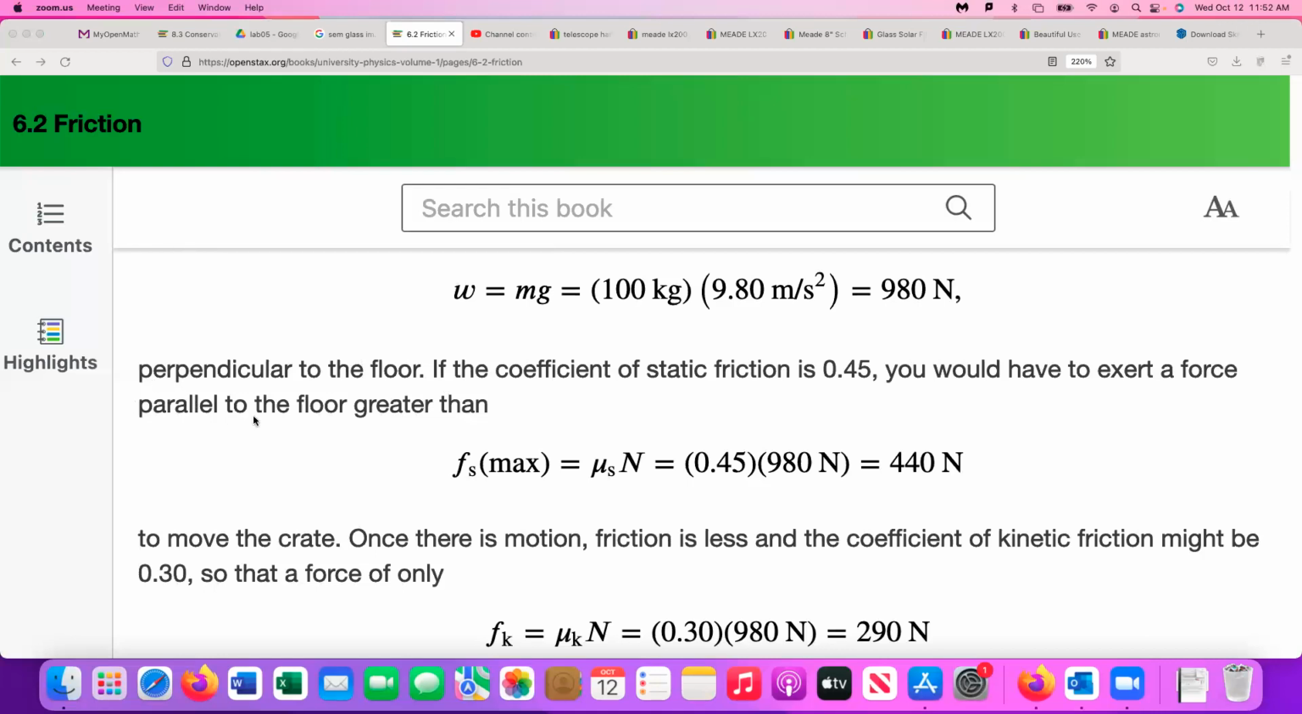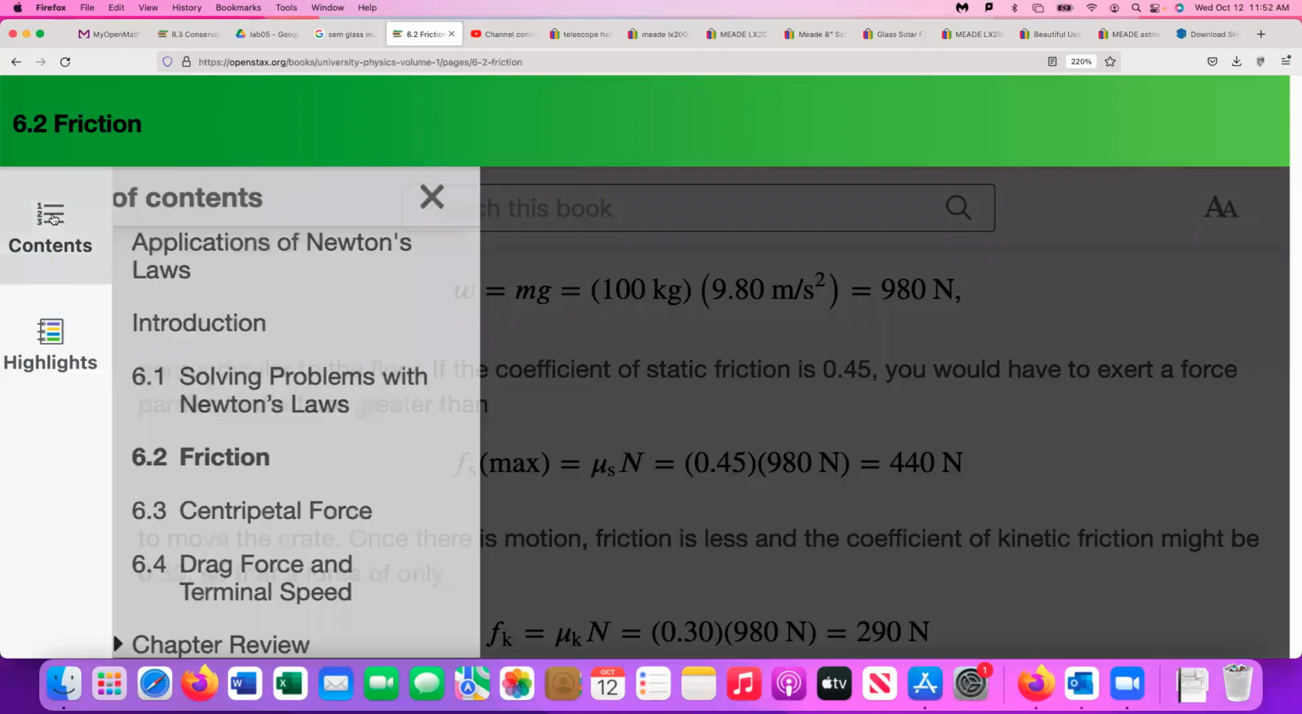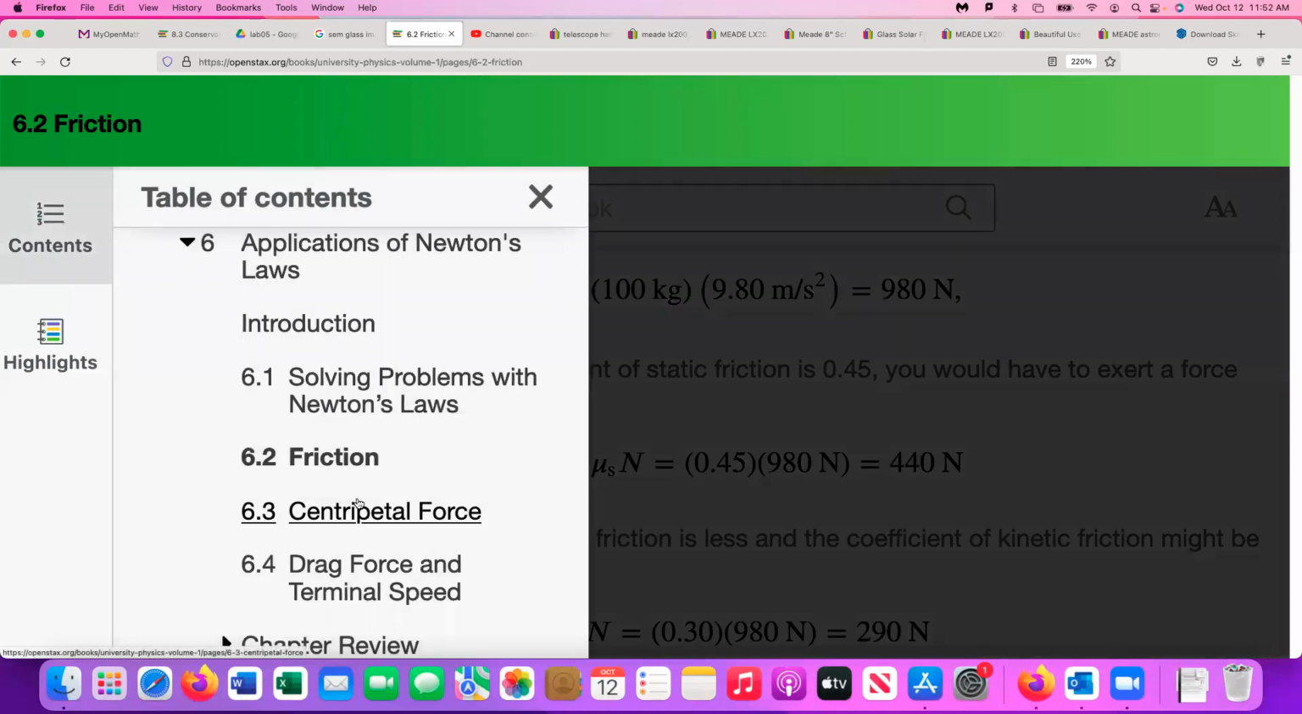Okay, so we're done for today. That hopefully will get you started on some friction problems. We will come back to the friction idea and do some examples on Friday. And also we will talk about drag and centripetal force on Friday, which are actually two of the simpler topics. So we should be able to get through those pretty quickly.